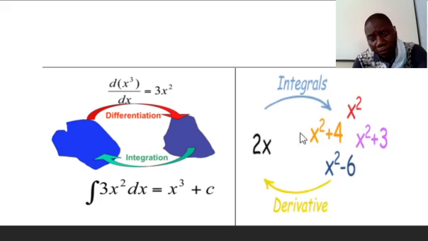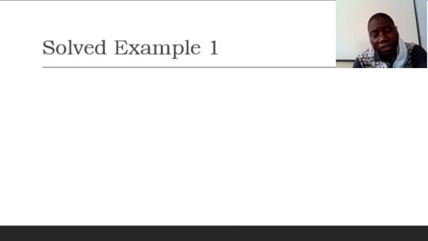The next display here is to buttress the opposition between integration and differentiation. If this function 2x is integrated, I'm going to have any of these functions. And if any of these functions is differentiated, I'll have this function. All I'm saying here is to show you that integration and differentiation are opposite to each other. Now let's look at some problems.